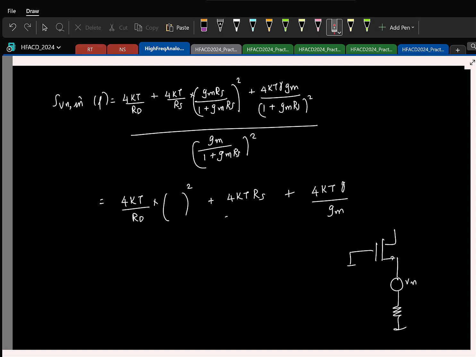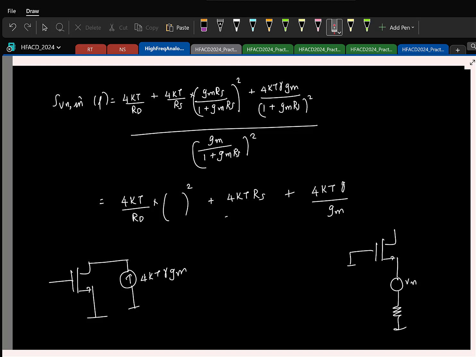Now you know that if this was not there, you will have current proportional to gm VGS. Now you are boosting this potential by Vn, so that on the input side that's going to directly appear. So that is why you are getting 4kT RS directly. And the second term, this is something you can interpret like this. If I have a MOSFET, I know that the drain current noise is modeled using 4kT gamma gm.